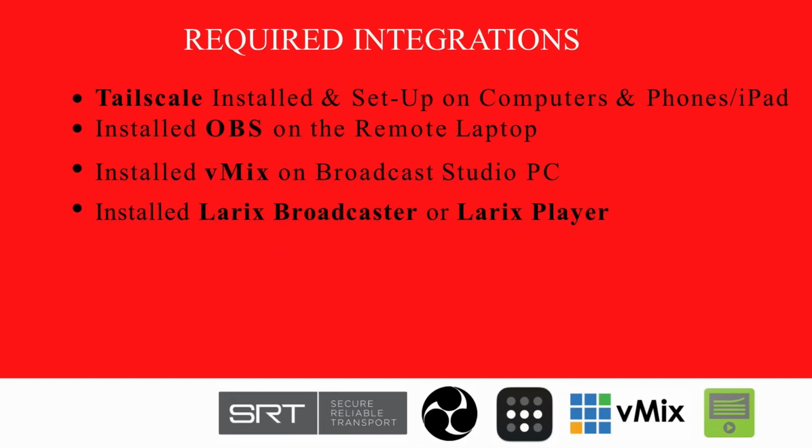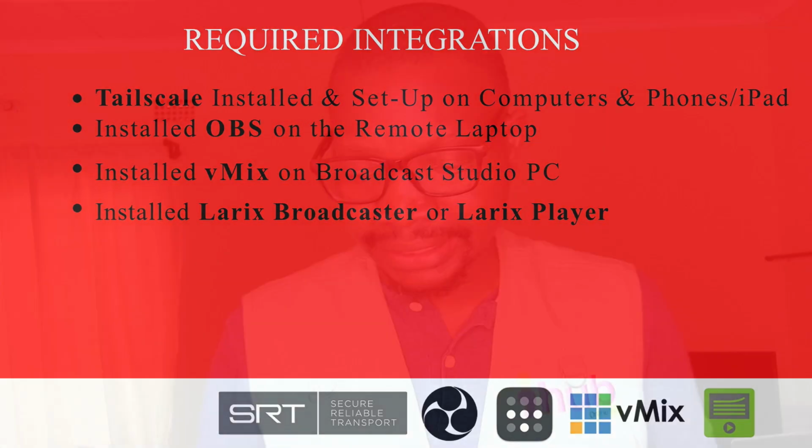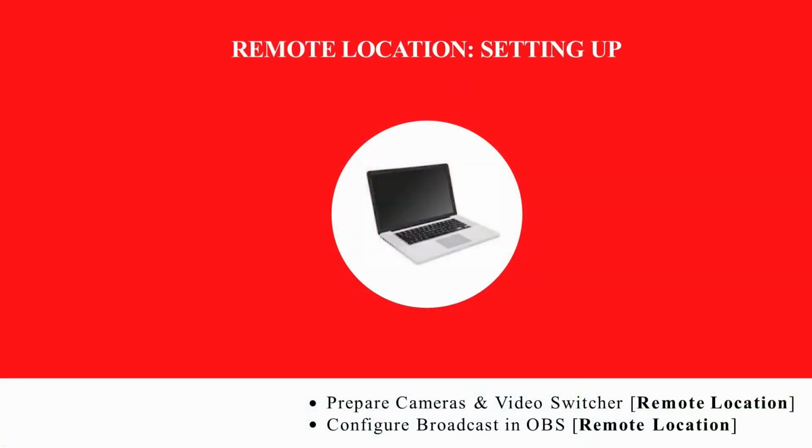Now, we have talked about installing the Tailscale, the OBS, vMix, and Blarix broadcaster already. Now that we have talked about those, we need to escalate, and we have already talked about what needs to happen at the remote location. You prepare your cameras, your video switcher, you configure broadcast in OBS. Then we are assuming in this case that at the remote location, you are going to use OBS, and in the studio, you are going to use vMix.